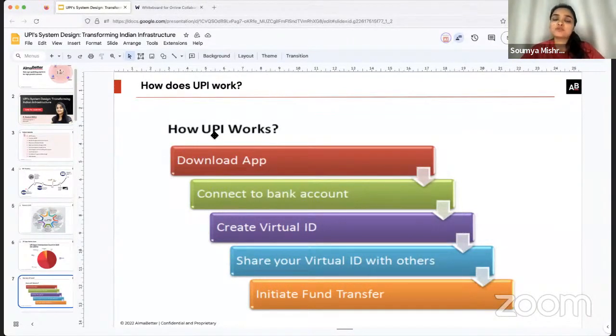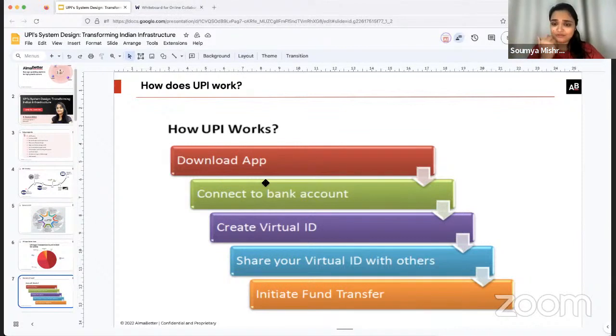So in today's lecture, if I use these terms interchangeably, do not get confused. All of these mean the same thing. Once you have created your virtual ID, you can share it with your friends if you want to ask money from them. Just share it with people from where you want to take money. They can just use that. They can transfer money. Fund transfers can be initiated. And this is how the entire UPI works.